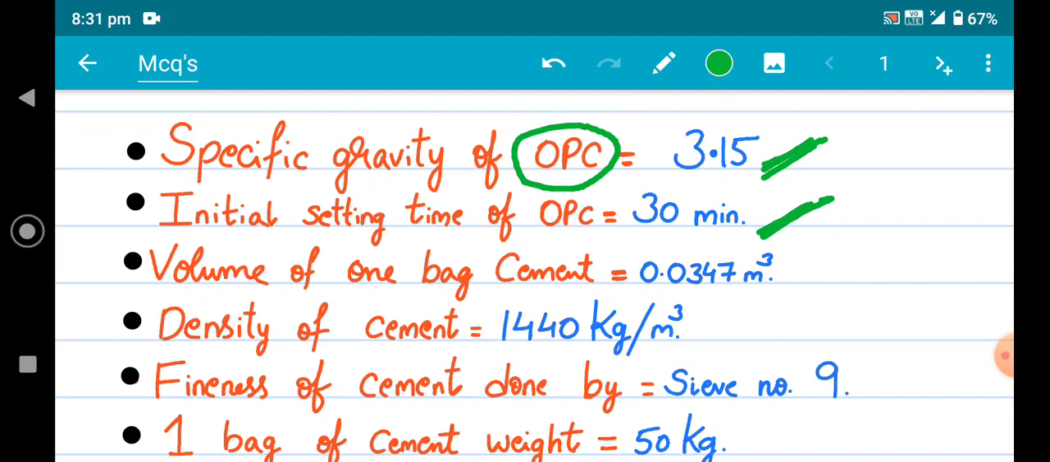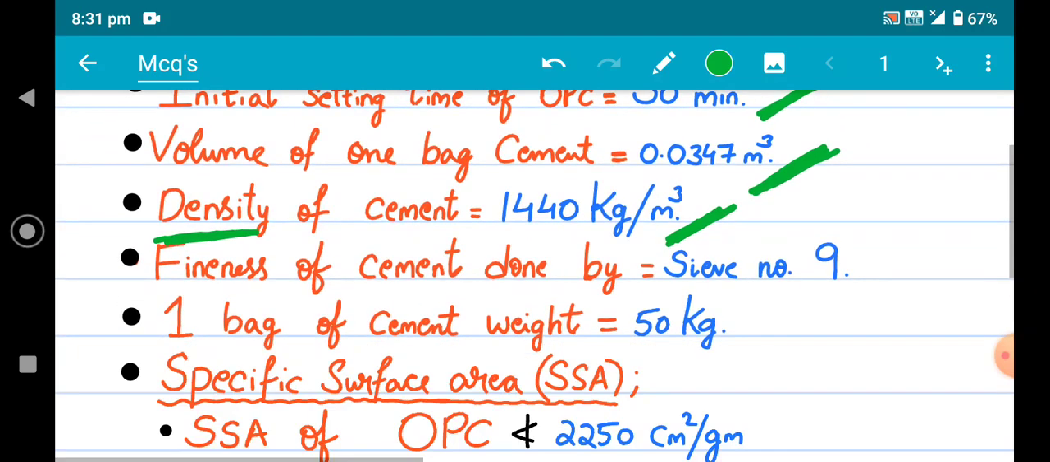Coming to third one, volume of one bag of cement is 0.0347 meter cube. So volume of one bag of cement is 0.0347 meter cube. Coming to next one, the density of cement, it is 1440 kg per meter cube. The density will be in kg per meter cube. So with respect to units also we can memorize this friends. The density of cement is 1440 kg per meter cube.